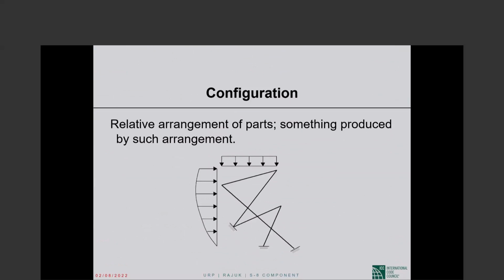Configuration: the word means a relative arrangement of parts, something produced by such an arrangement. This is the dictionary meaning. Relative arrangement of parts, something produced by such arrangement.